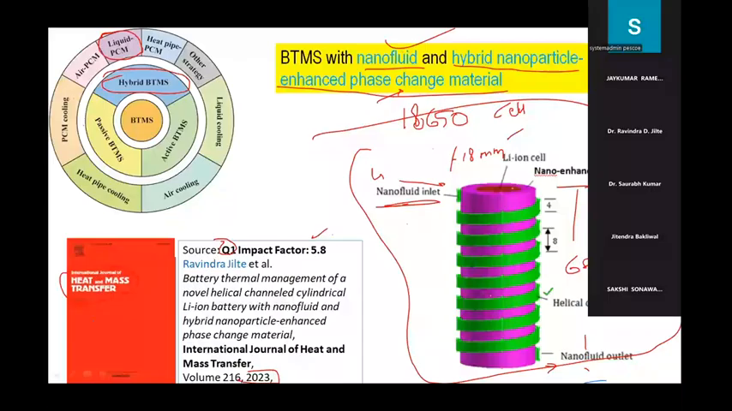Here, this dark part is the lithium-ion cell. The enclosure is a concentric kind of arrangement where the nano enhanced PCM is there, and surrounding this we have made helical channels where nanofluid can be circulated. So this kind of arrangement can be called a hybrid nanoparticle enhanced phase change material. So this is the case.